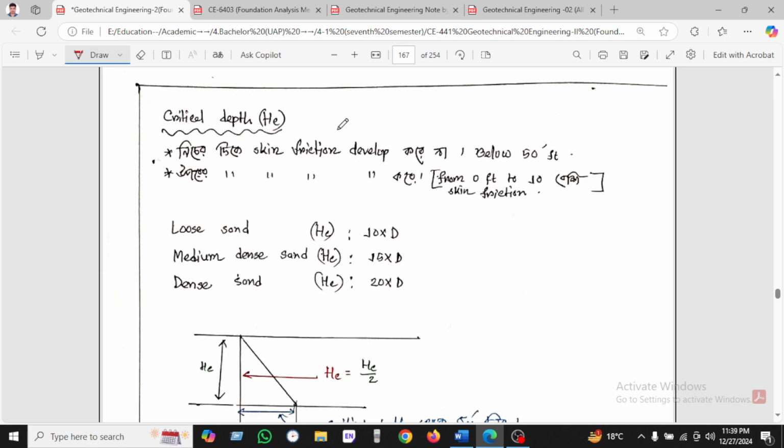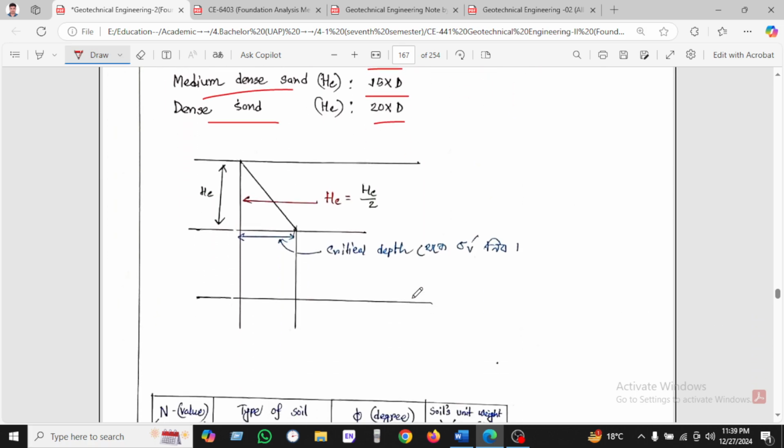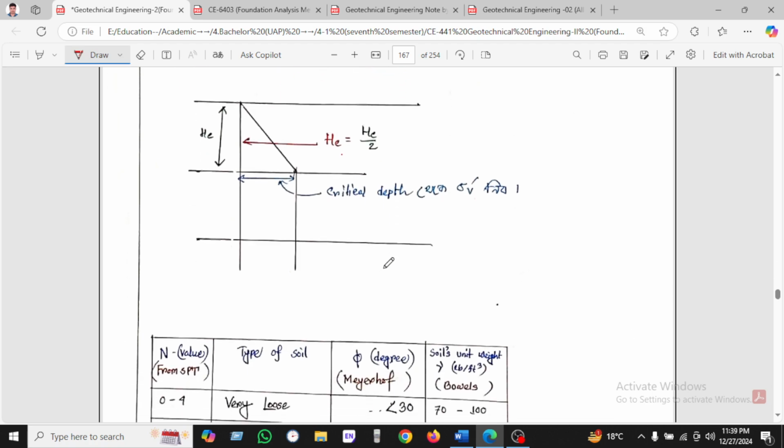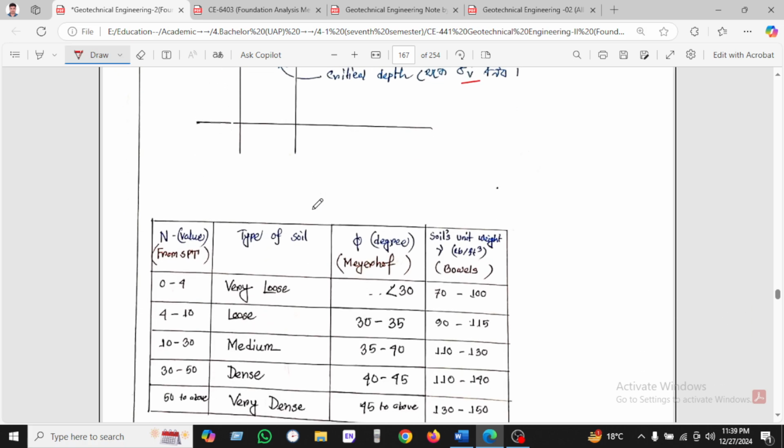It's about 20 feet, 50 feet like this. When it is loose sand, we will use 10D. When it is medium sand, we will use 10D. When it is dense sand, we will use 12D. So H equals Hc by 2. The critical depth: we will take the overburden pressure, the vertical pressure, from the critical depth.